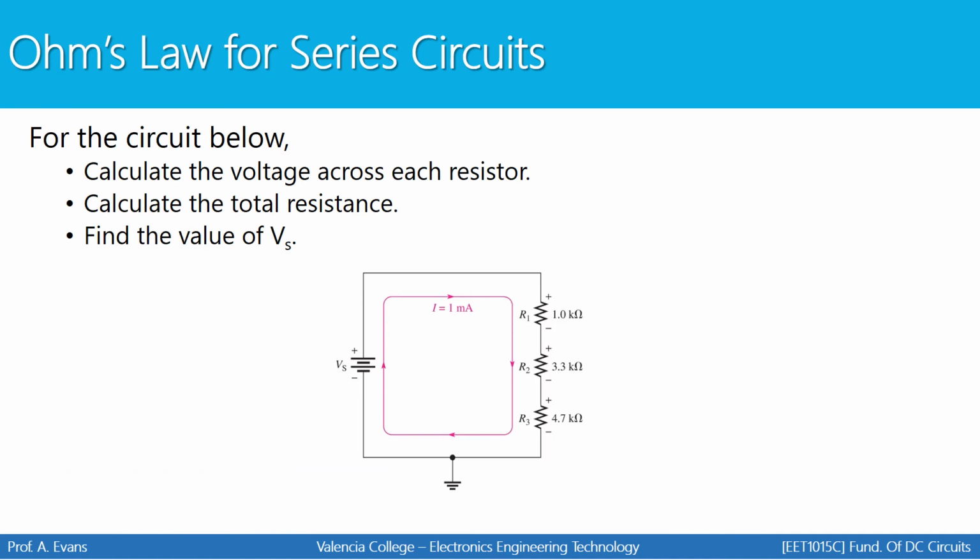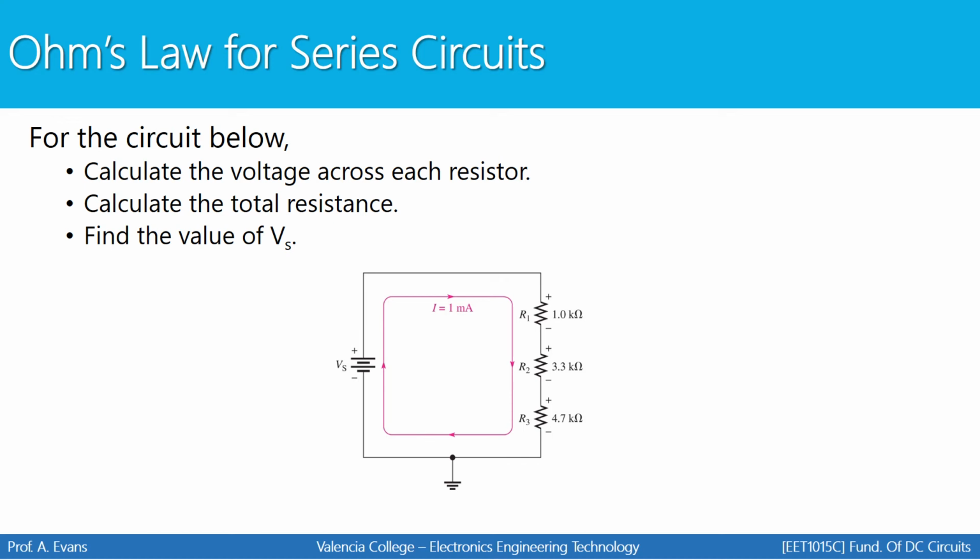So that ends the first problem on your notes. If you flip to the second page, we're going to do another example where we're going to apply Ohm's law to the circuit on the screen. We're going to start by calculating the voltage across each resistor. Then we're going to calculate the total resistance. And finally, we're going to find the value of the source. Notice the voltage source value is not given. We don't know how much voltage is currently applied.